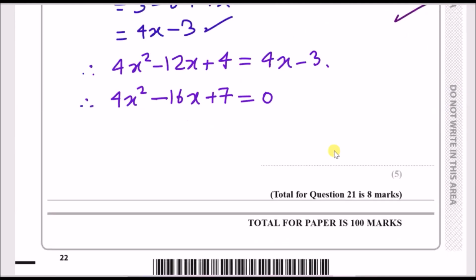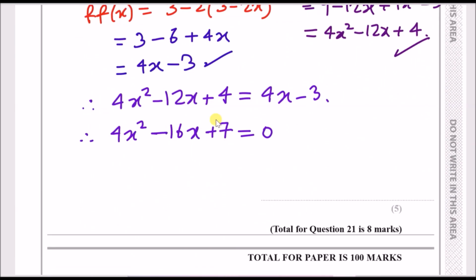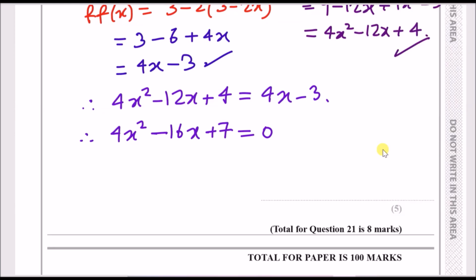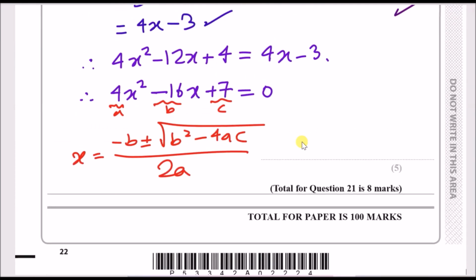It looks like we're almost getting to the end here. If we solve this quadratic, I think we're done actually. Yes, we're done. To solve this, I would just use the quadratic formula because it's quick and easy. Find your a, b and c: 4 is your a, minus 16 is your b, and plus 7 is your c. The quadratic formula, guys, is always x equals minus b plus minus square root of b squared minus 4ac, all over 2a.